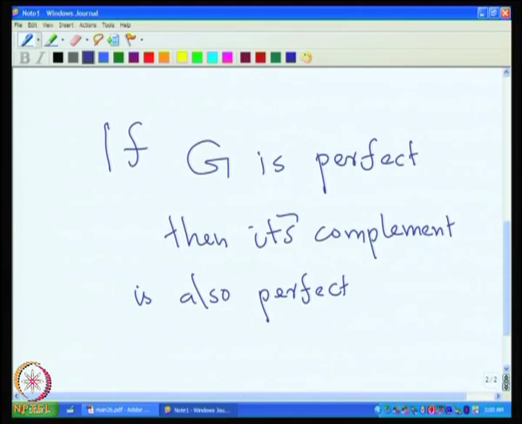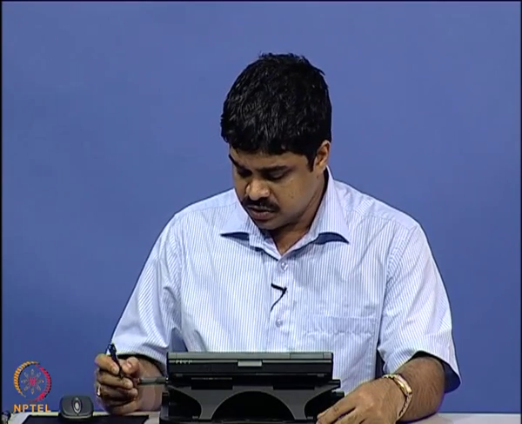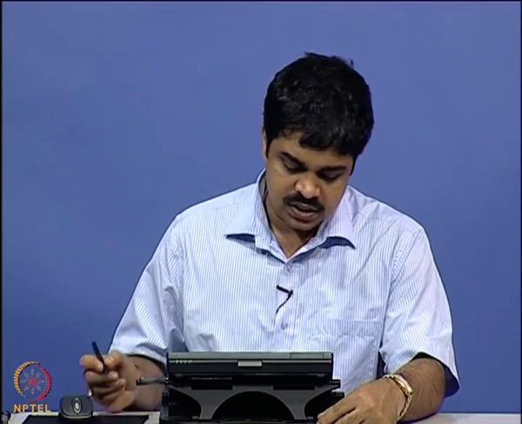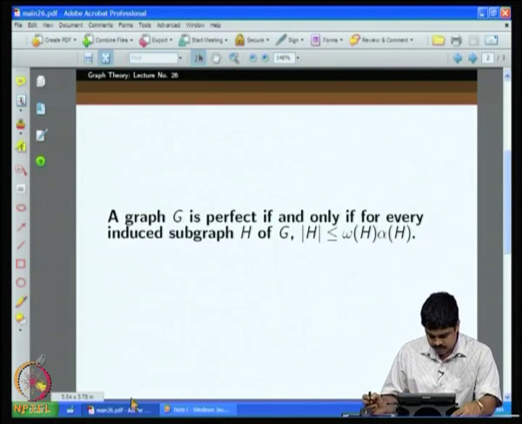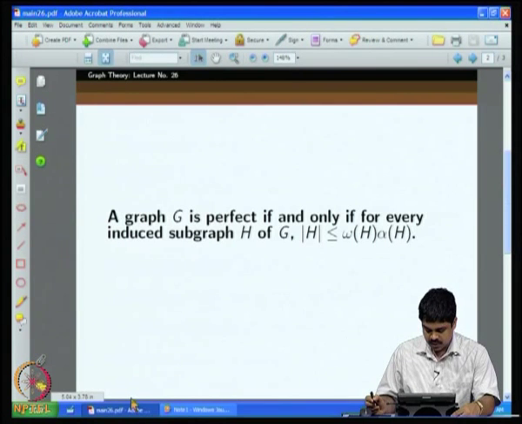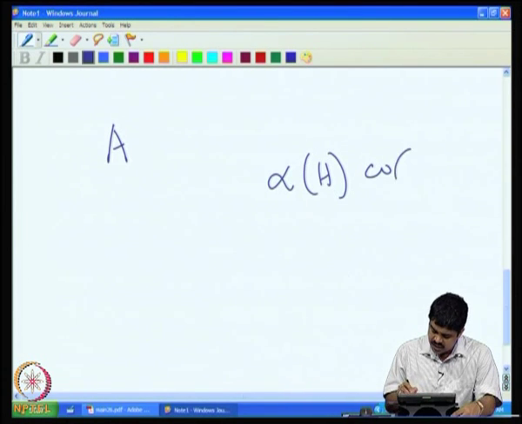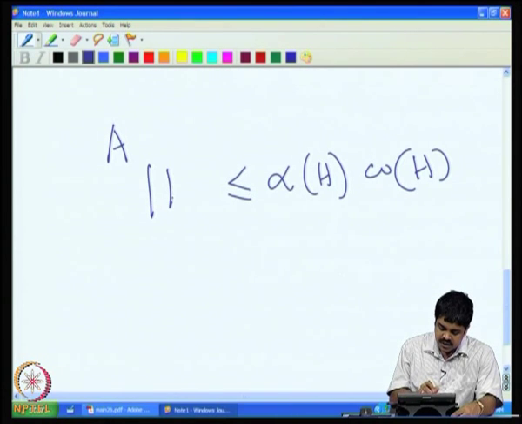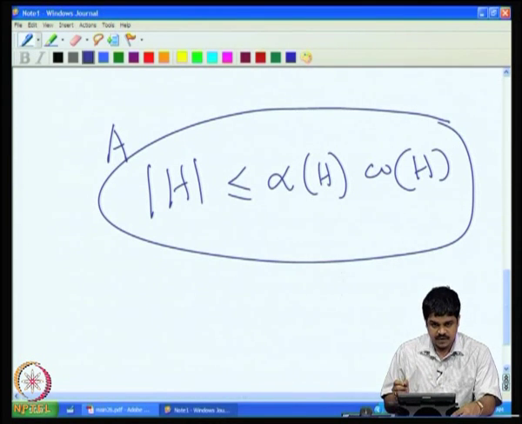Instead of proving directly the statement that if G is perfect, then its complement is also perfect, we are going to prove a different statement, which was also proved by Lovász earlier. A graph is perfect if and only if for every induced subgraph H of G, the cardinality of H is less than or equal to omega times alpha. If you multiply the clique number and the independence number of any induced subgraph, it should be at least the number of vertices in the induced subgraph we are considering. If it happens for every induced subgraph, it is a perfect graph, and for a perfect graph it will happen. So, it is an if and only if statement.